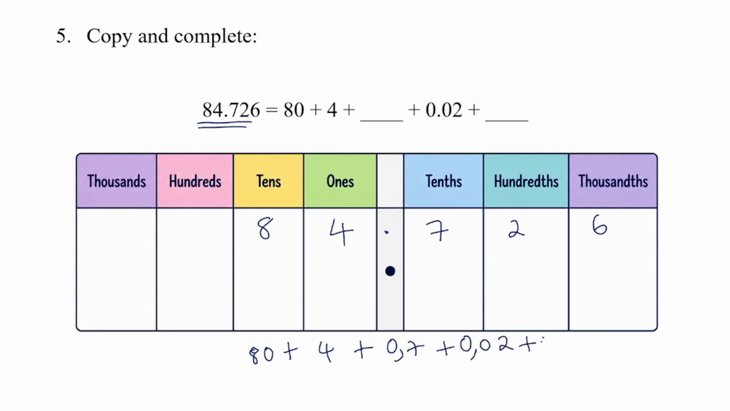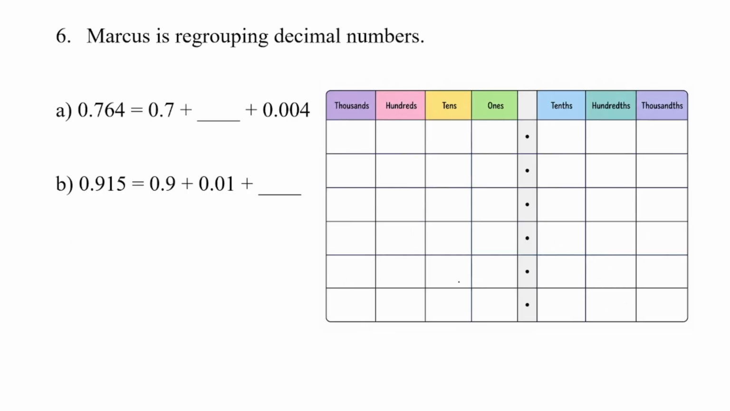0.02 plus 0.006. So what is missing here? We have the 80, we have the 4, we have the 0.02. So what is missing is 0.7 and 0.006. Okay, let's do the next one.